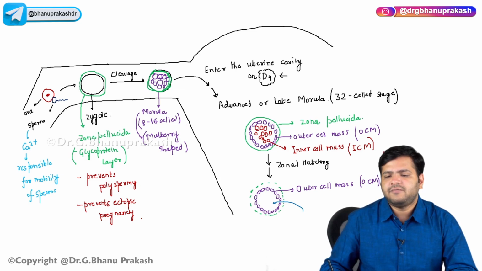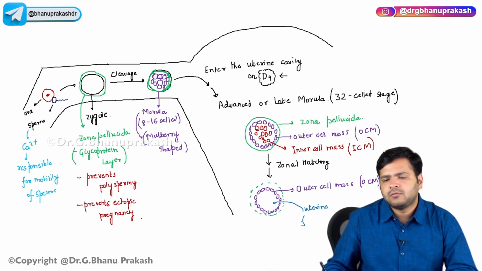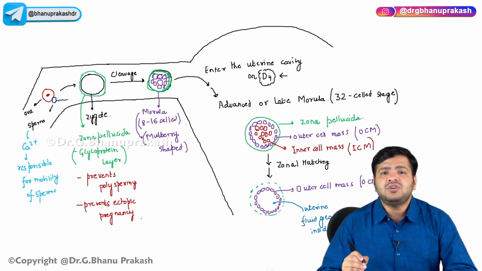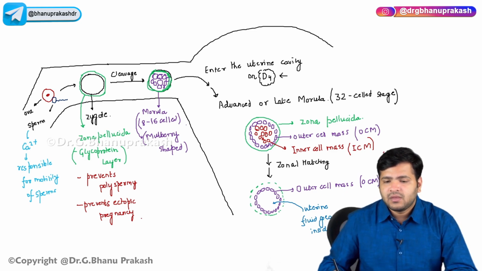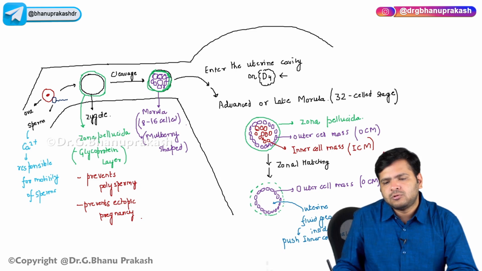The uterine fluid goes inside, which will push this inner cell mass to one side. It will push the inner cell mass to one corner.